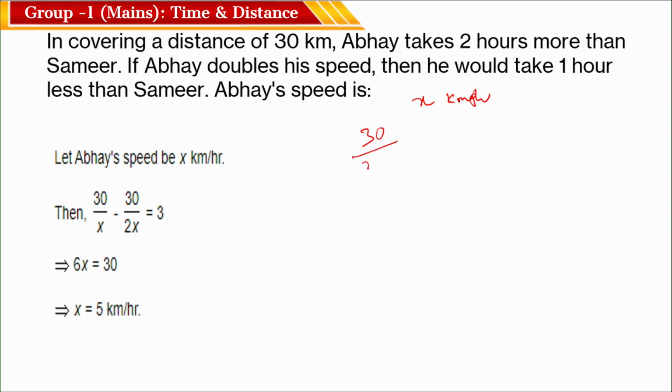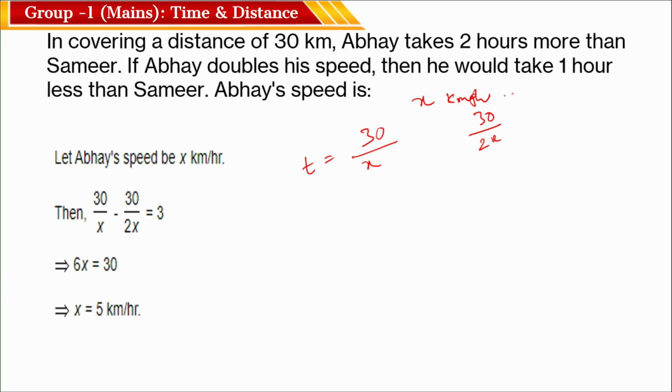Distance by speed is equal to time, as you know. So, t is equal to 30 by x. But the same distance 30, when he doubles his speed, so you are saying x is the speed of his vehicle now. So, when he doubles, it means 2x.